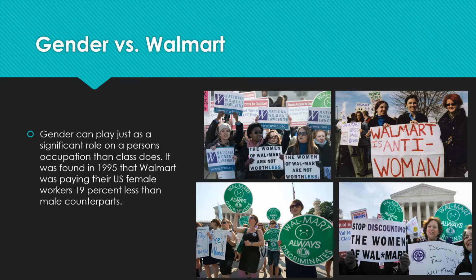But as you can see on the right hand side, I found some great pictures from actual protests from that point in time, people who have protested Walmart in the way that they treat their women. You can see some of the signs say, the women of Walmart are not worthless. Stop discounting the women of Walmart. Walmart is anti-woman. So I love that the text put that in there. It's important to realize that even though we're talking a lot about class, gender can also have a large influence.